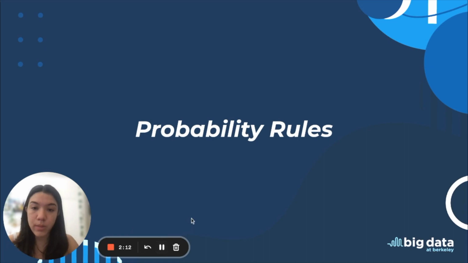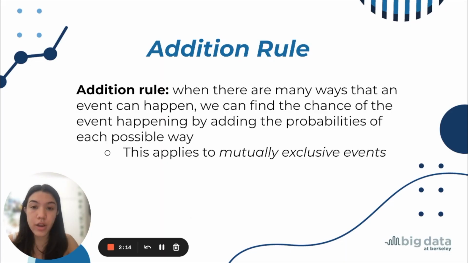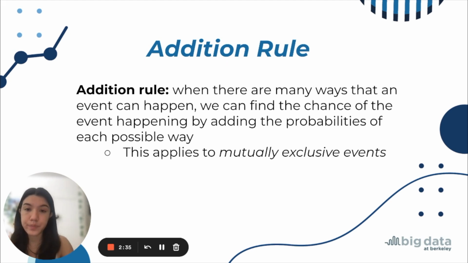Next, let's go over probability rules. There are 3 golden probability rules that we will go over, the first of which is the addition rule. When there are many ways an event can happen, we can find the chance of the event happening by adding the probabilities of each possible way. This applies to mutually exclusive events.